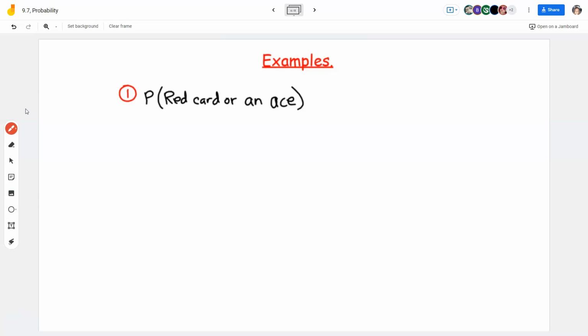Like 26 over 52 plus 4 over 53 minus 2 over 50. Wait, there's 13. It was supposed to be 5. Yeah, but there's 2 red ones and 2 black ones. It's 26 red. It's red and black. Exactly, it's technically red.